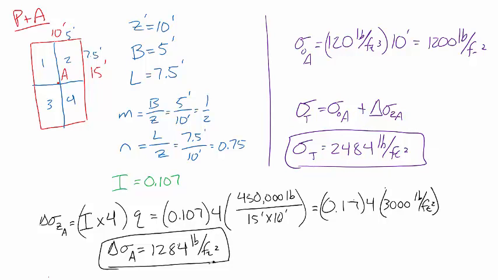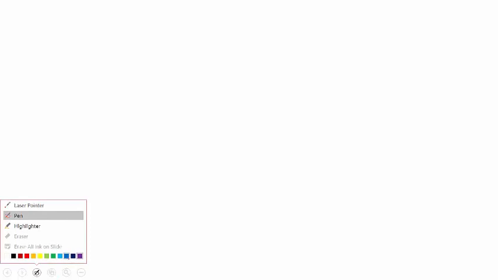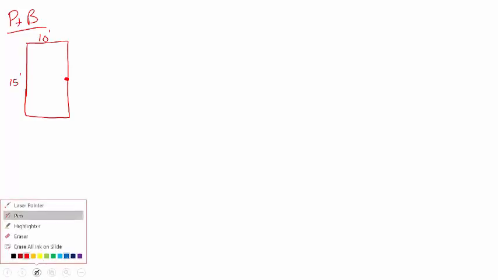Okay, now let's look at point B. Point B is looking at a location at the center but on the edge of the footing. Remember, our dimensions here are 10 feet by 15 feet. And so what we want to do here is analyze this.